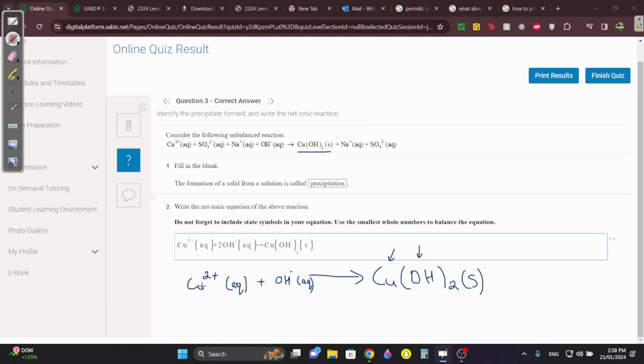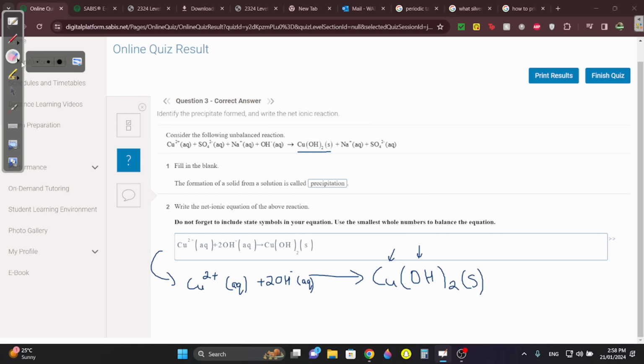Now you check if it's balanced. Cu, you have one here, one here. OH, you have two here, but one here. So do I put the two as a subscript? No, I do not. I put it as a coefficient. And like this, I think this is the same thing. Yes, it is. Cu(OH)2 solid. Okay, it's the same thing.